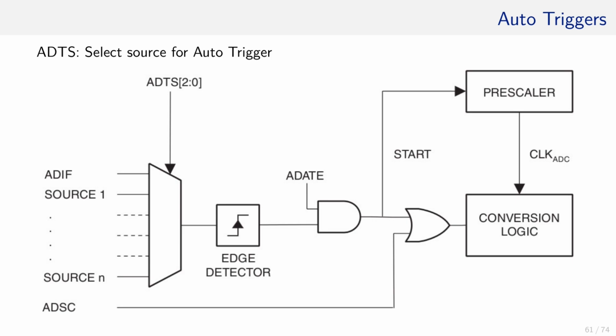So let's say ADIF toggles high. That means this line goes high, this line goes high, and this line goes high. ADATE is set to 1. That means this one goes up and this one goes up, despite the fact that ADSC is 0. This change will start a new conversion.